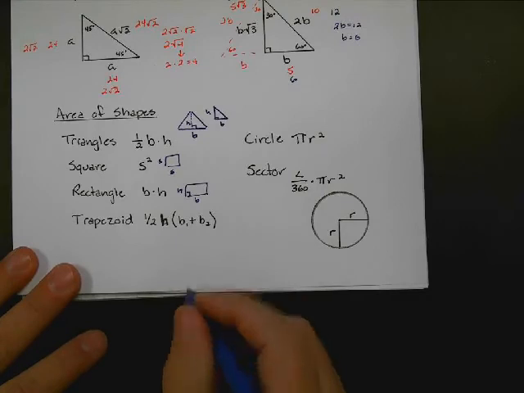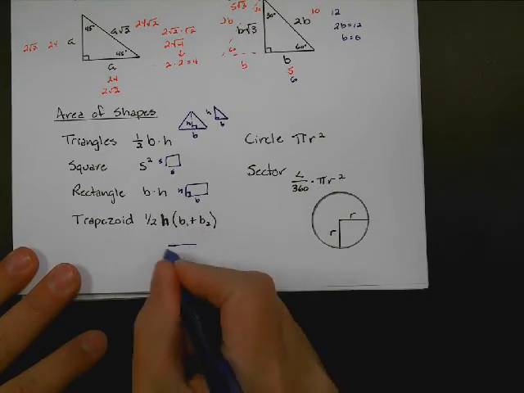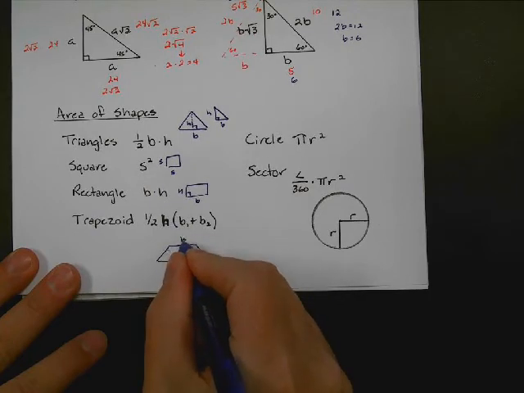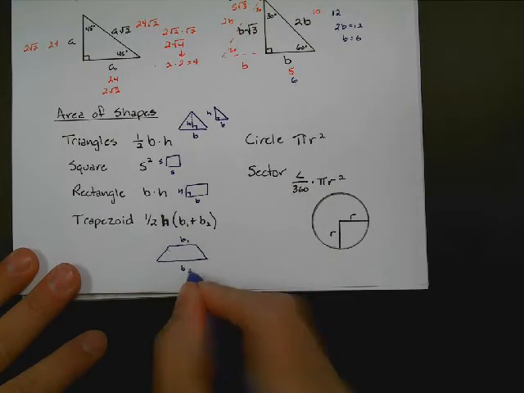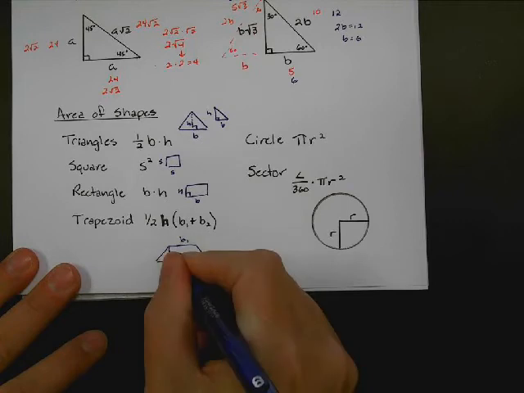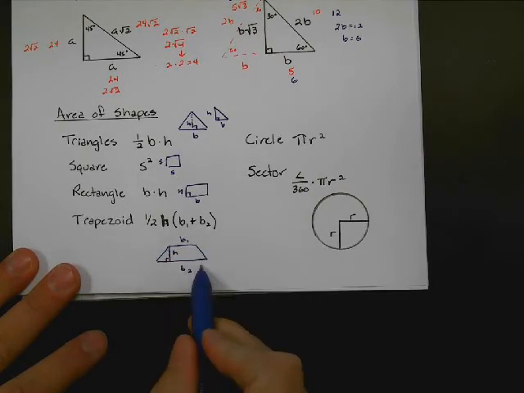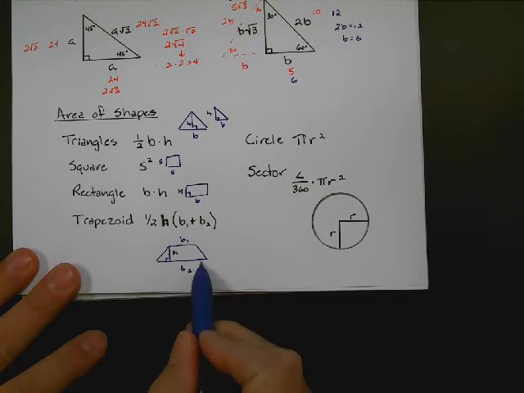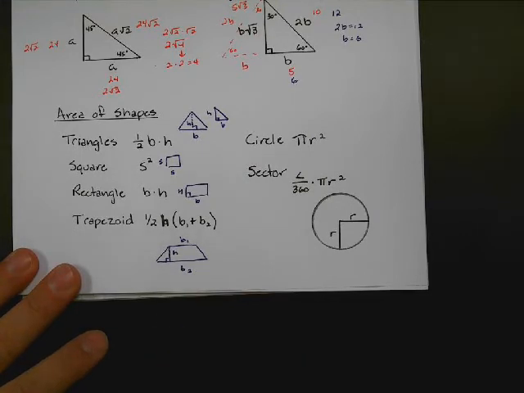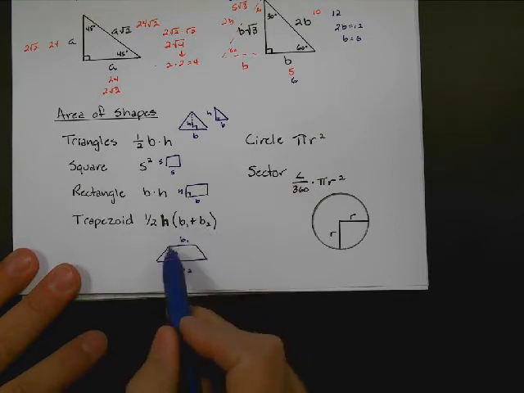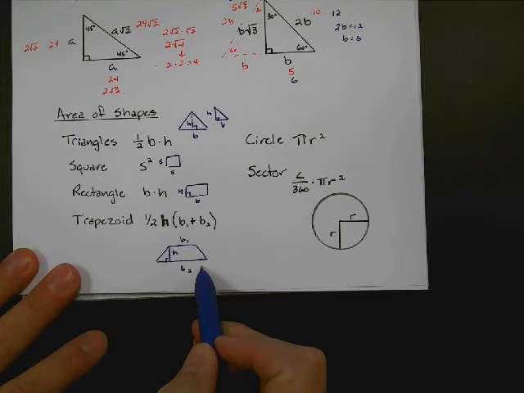Trapezoid is 1/2 the base 1 plus base 2, times the height. So in a trapezoid, this might be base 1 up here. This might be base 2 down here. Your height in it, again, heights are always perpendicular to the base. So you have to find a perpendicular line to one of your bases to find your height in there. So it'd be half of your height, and then it's basically taking the average of the two bases.